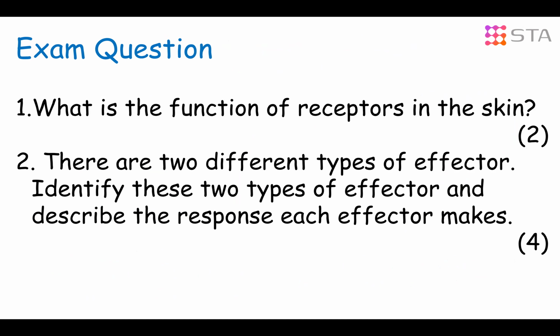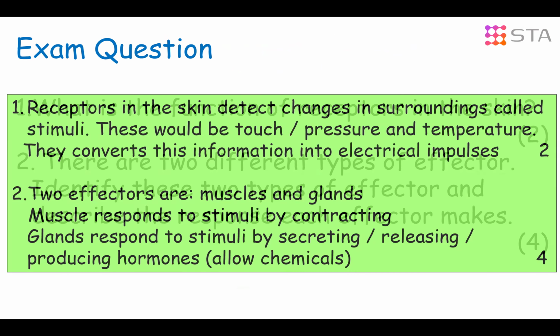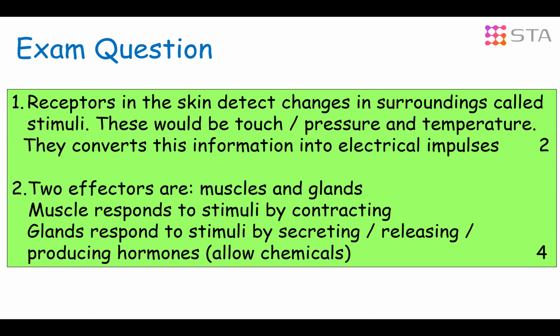Number one, what is the function of receptors in the skin? Receptors in the skin detect changes in surroundings called stimuli. These would be touch or pressure and temperature. They convert this information into electrical impulses. So, receptors in the skin, first you've identified them, touch or pressure and temperature, and then you've said what they do. They detect the changes and they convert it into electrical impulses.